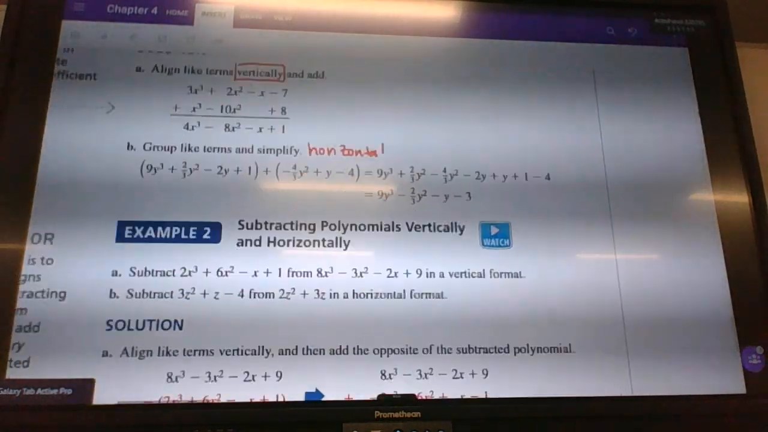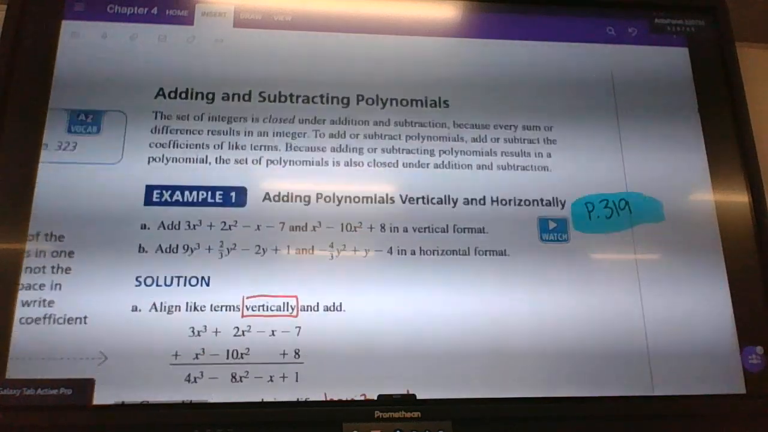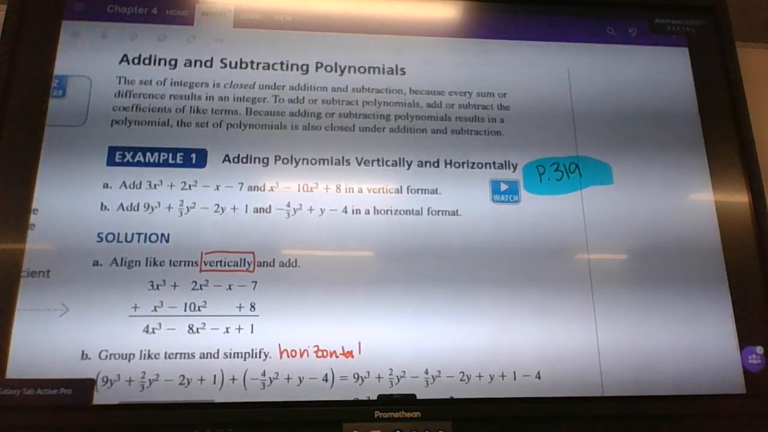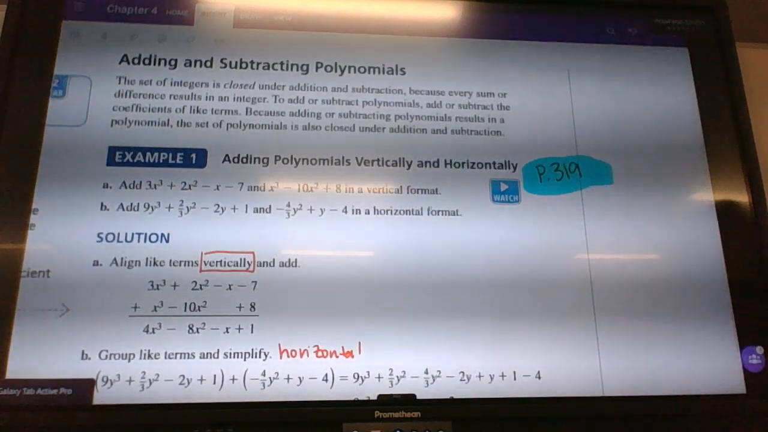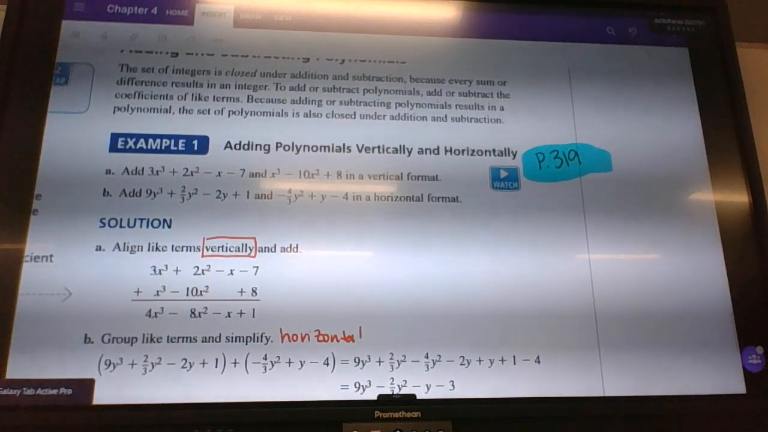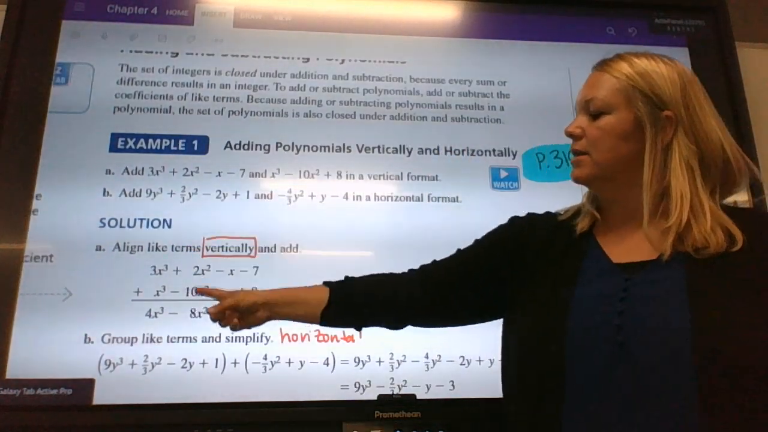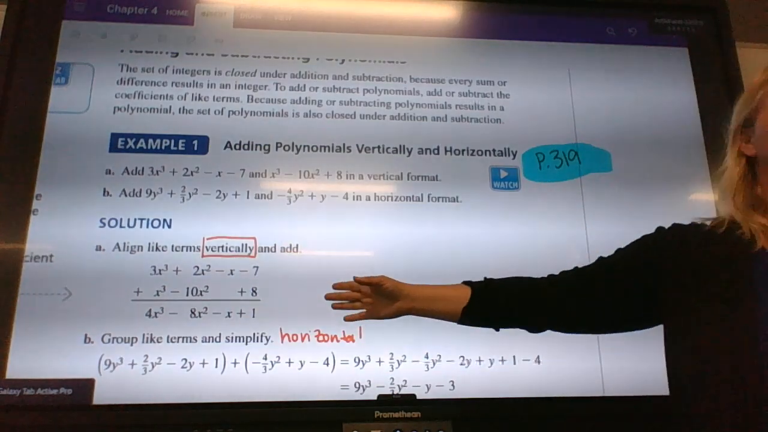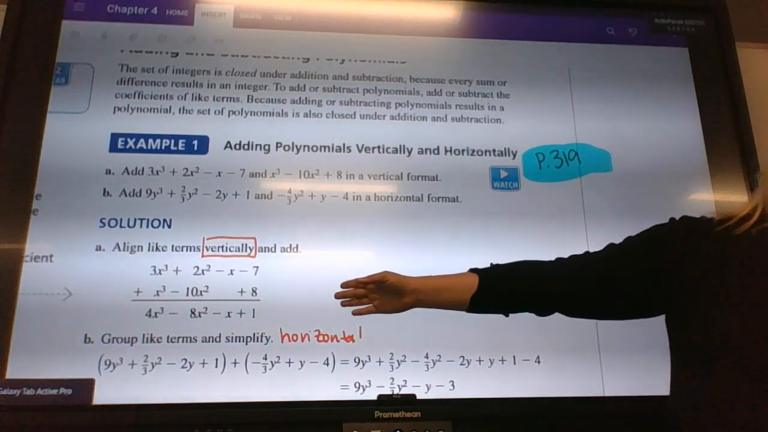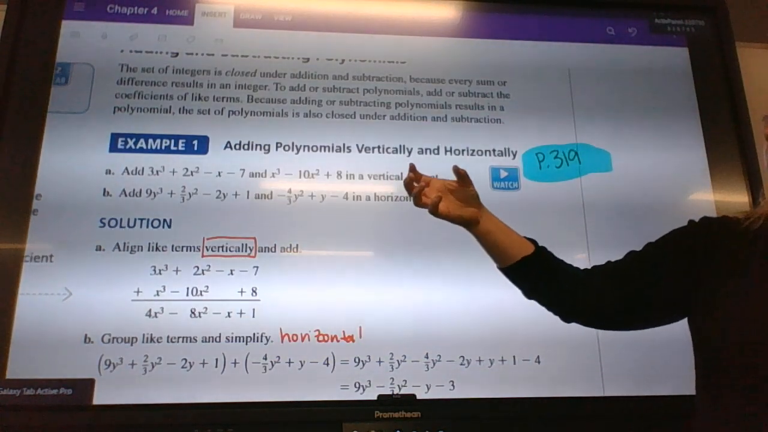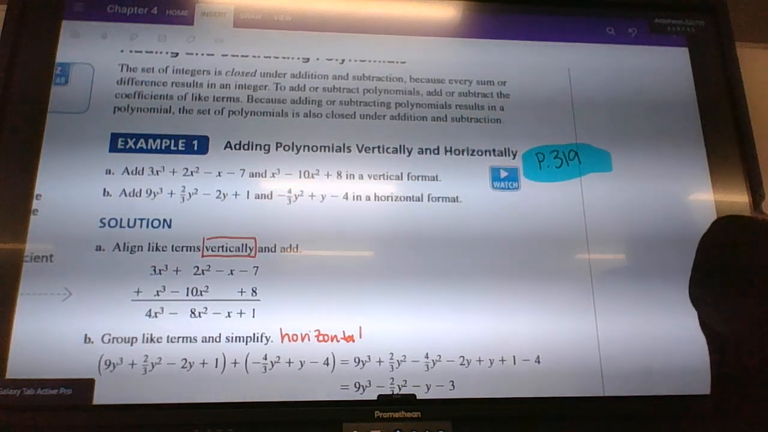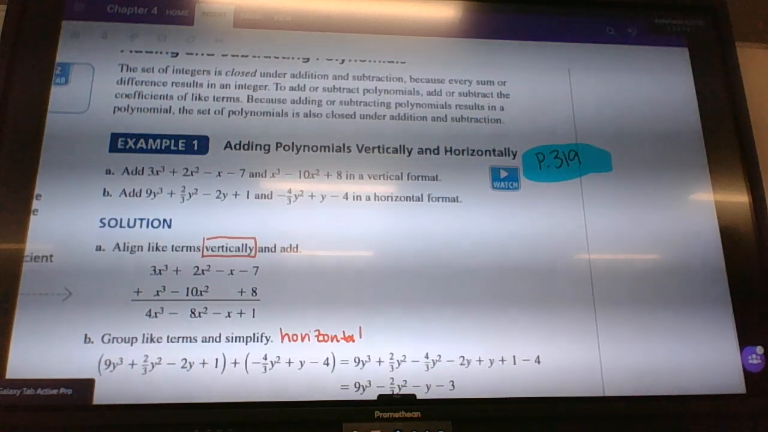I'm going to just quickly look at these examples. Adding and subtracting polynomials is on 319. They show it two ways. One way is to stack like terms vertically and add down. That's how I show it in Algebra 1. But today I'm just going to rewrite both polynomials in order and combine like terms.